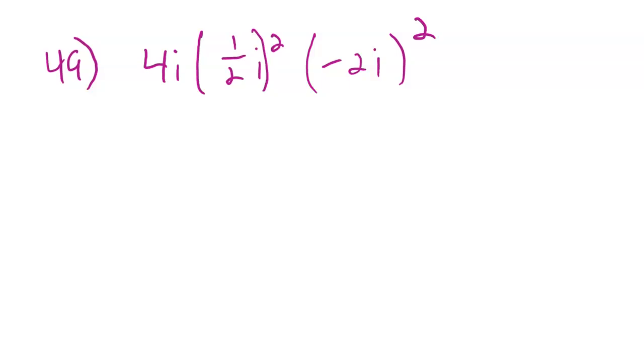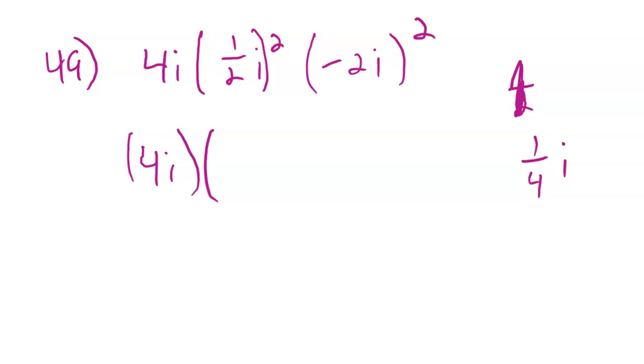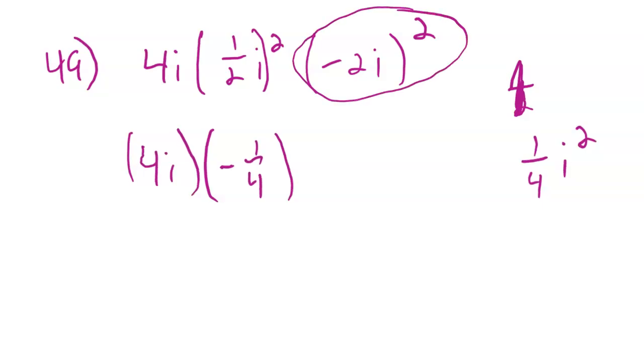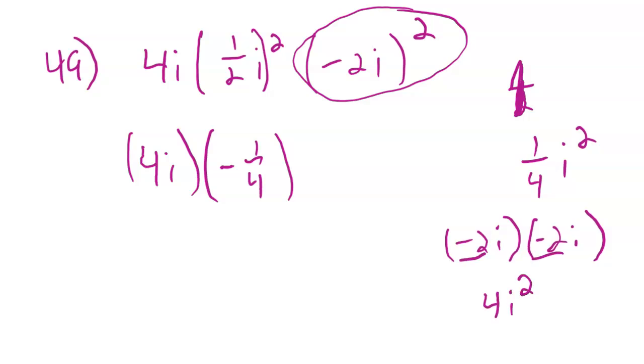All right, so order of operations, we have to do exponents first. So we'll say 4i times, when I square 1/2 i times 1/2 i, I'll get 1/4 i squared, but i squared is -1. So this will turn into -1/4. Easy enough. And then on this guy, this is -2i times -2i. That's what it means to square something. So I believe you'll get positive 4i squared, but i squared is -1, so this just turns into -4 times -4.